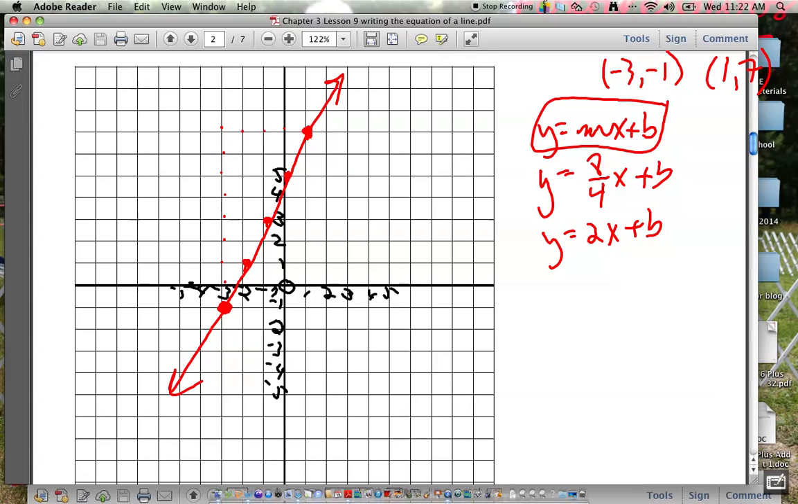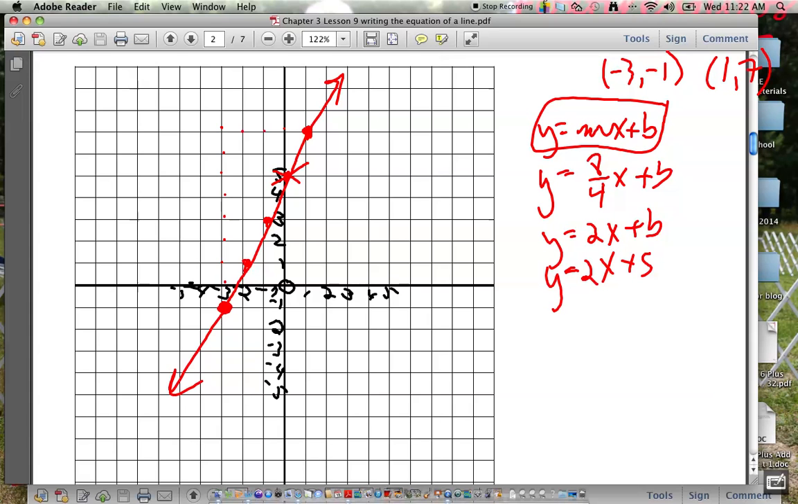Okay? Now, what does b stand for again, guys? The y-intercept. That means the point where the line crosses the y-axis. So I look here, there it is. Where did it cross the y-axis? 5. So the answer is y equals 2x plus 5.